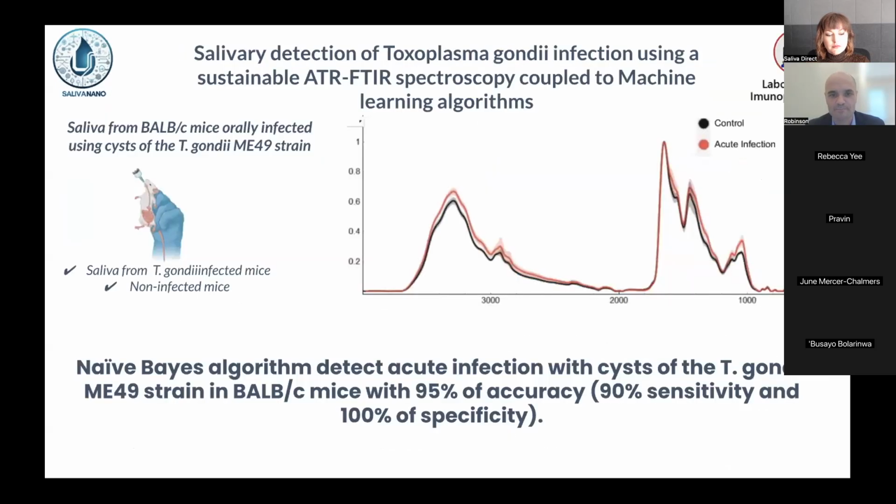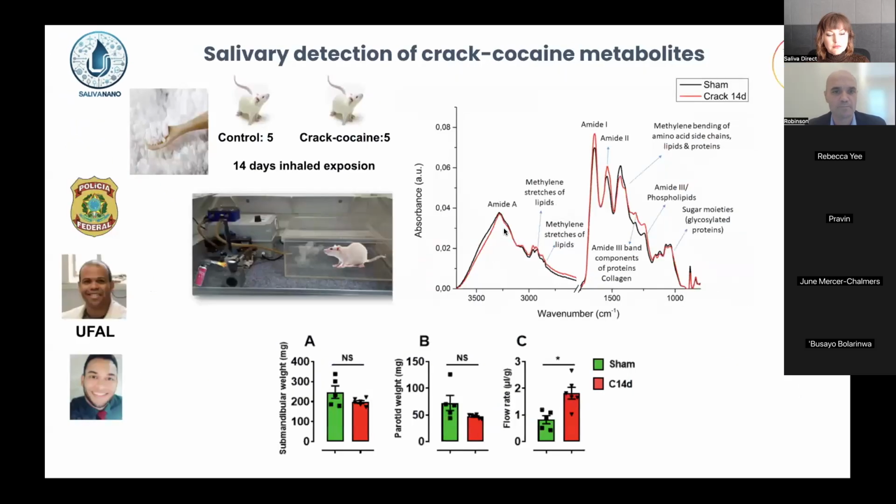Next one, please. In that case, we have used the same platform to detect Toxoplasma gondii, and we were also able to detect this important acute infection with 95% of accuracy. Next one, please. And in that case, it's a different case.